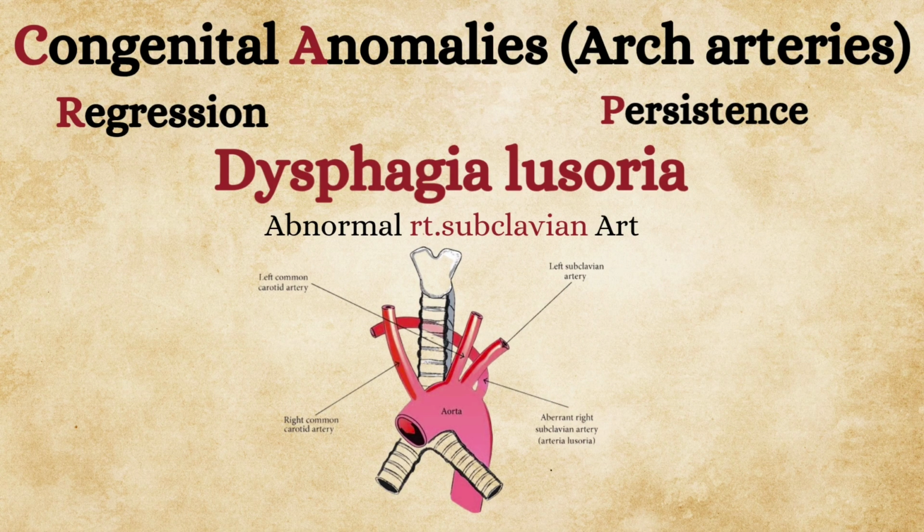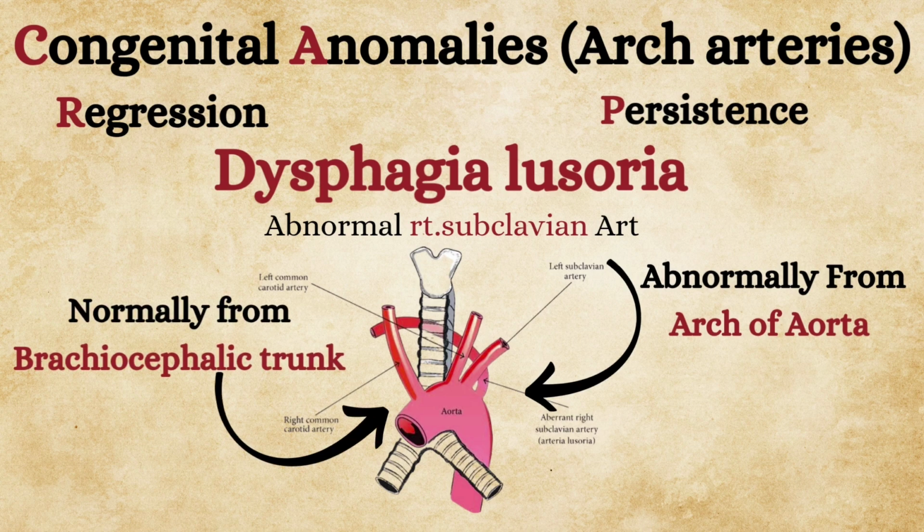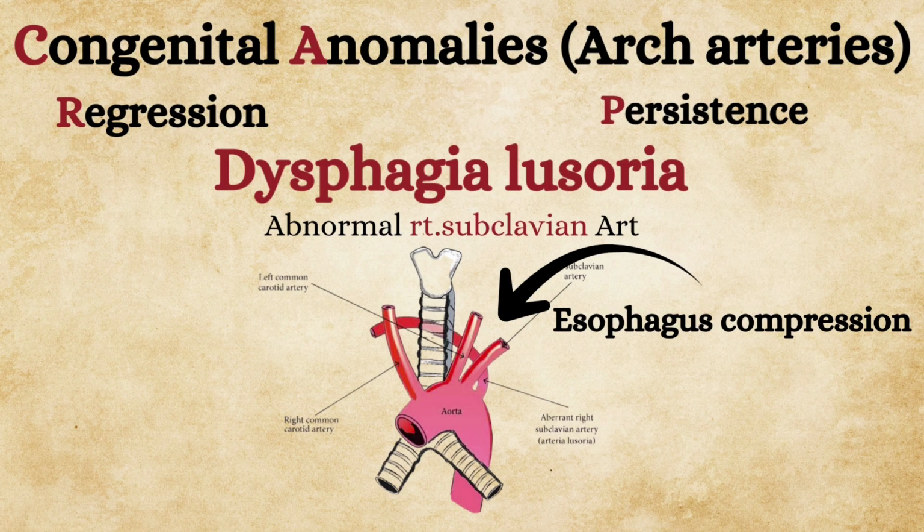Results: the right subclavian artery originates abnormally from the arch of aorta, instead of the brachiocephalic trunk. It must then cross behind the esophagus to reach the right arm. The artery compresses the esophagus, leading to difficulty swallowing, dysphagia, hence the name lusoria, meaning a freak of nature.